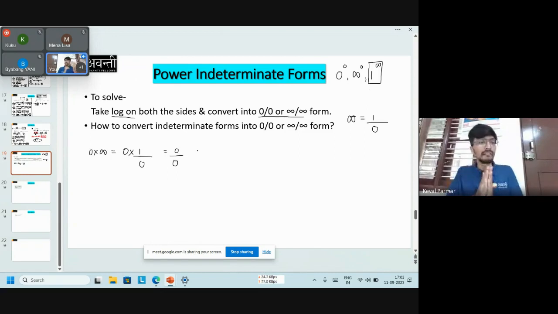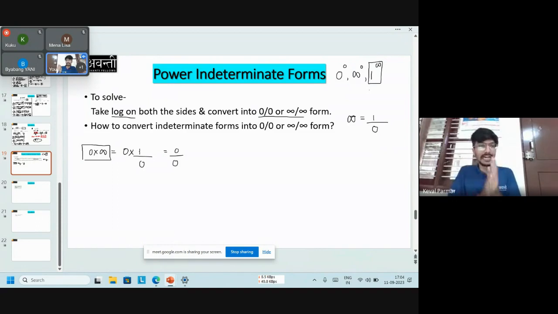So what have we learned? For power indeterminate forms, we have to take log on both the sides. If I take log on both the sides, then probably my indeterminate form after taking log would look like 0 into infinity. So if I want to further solve the limit, I need to convert 0 into infinity into 0 upon 0 or infinity upon infinity form. How to convert? Just take the reciprocal of the infinity term. So we'll get 0 upon 0 form. Now, if you are clear with this, let's move on to some examples.